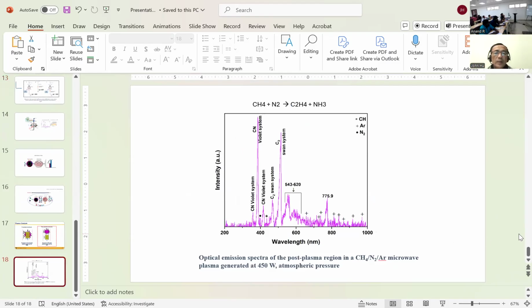For example, this one is methane. We published it already. It's methane plus nitrogen giving you ethylene and ammonia. Do you see how many peaks are in here? My students spent a long time because we know for sure there's ethylene, C2. For a long time, my student found, oh, this is C2. She thought that was ammonia, but it's not. Okay, so that's why you have to really be careful. You cannot just simply trust the software. You have to make your own judgment.